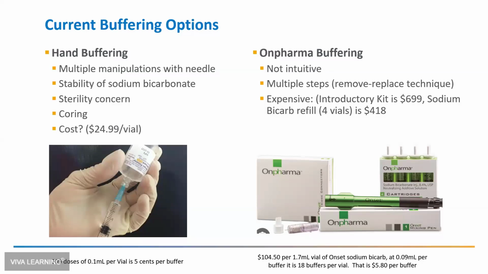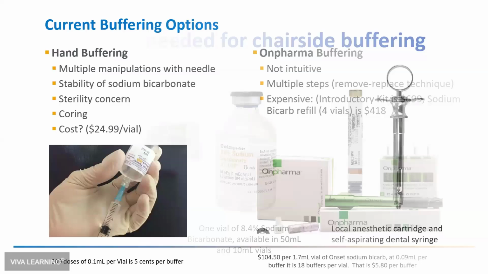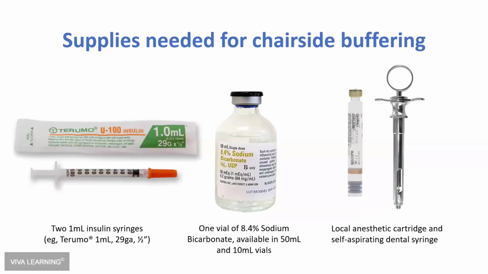The On Pharma system, like I said, is elegant, but to me, not intuitive. It involves multiple steps, and it is kind of expensive, as you can see there. I did the math, and it worked out to be around $5.80 per buffer. If you wanted a chairside buffer, again, probably the cheapest way to do it, but it also comes with stability and sterility concerns. These are the three things you'd need: some insulin syringes graduated at 1/10 of a milliliter increments, a vial of bicarbonate, 8.4%, and then your normal armamentarium of a carpule and a self-aspirating syringe.